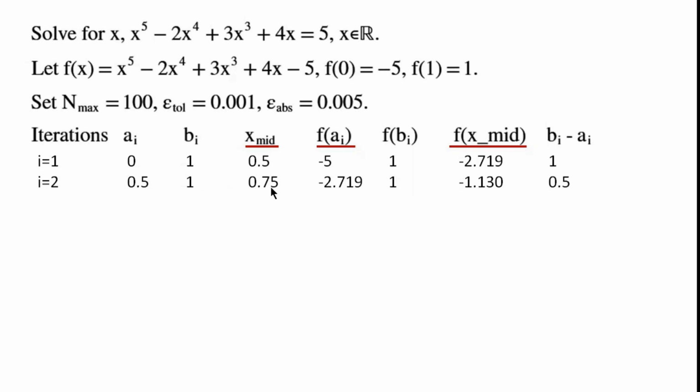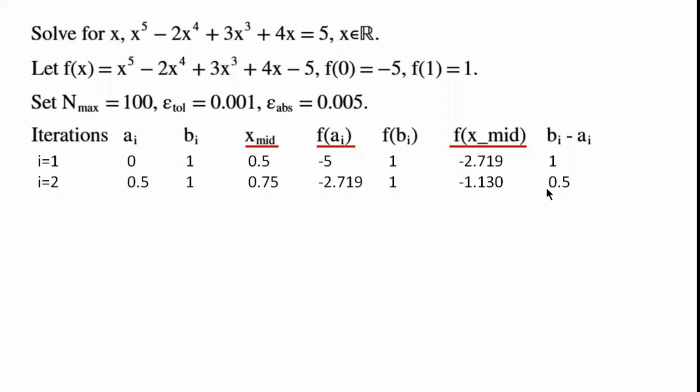x mid equals 0.75. f of ai equals minus 2.719. f of bi equals 1. f of x mid equals minus 1.130.